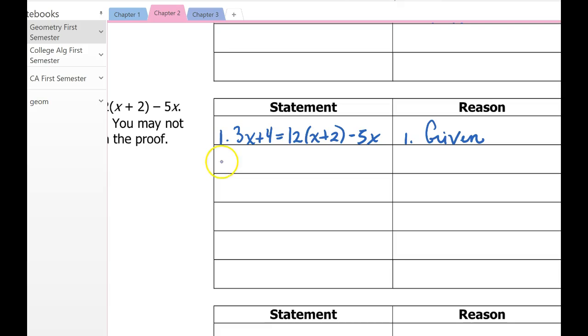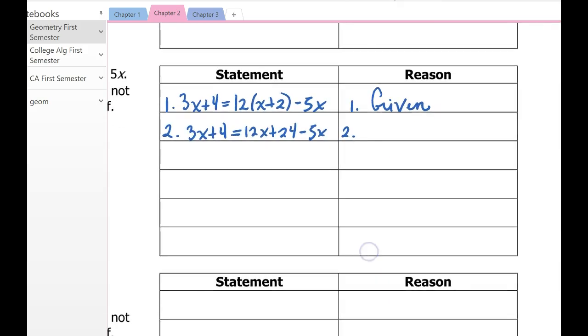All right, number 2. What would you do next? Peyton? Distribute. Distribute that 12. So I'd have 3x plus 4 is equal to 12x plus 24 minus 5x. What's the reason that Peyton was allowed to do that? Distributive property. Perfect. So we'd say distributive.